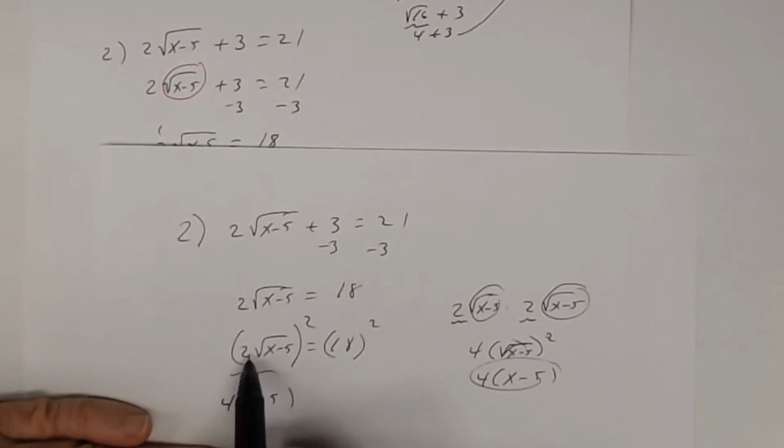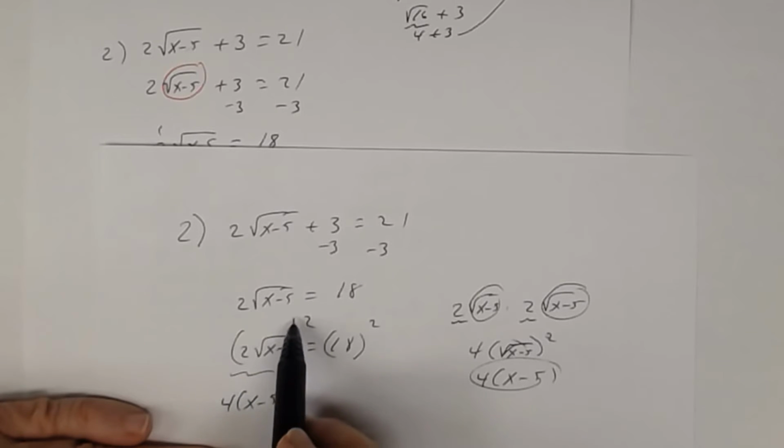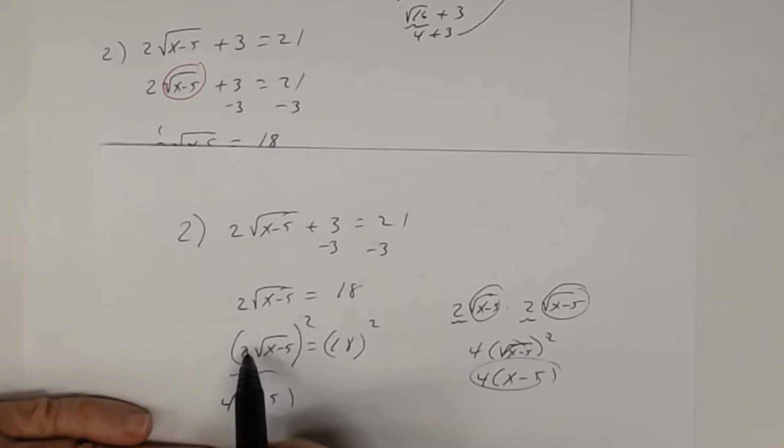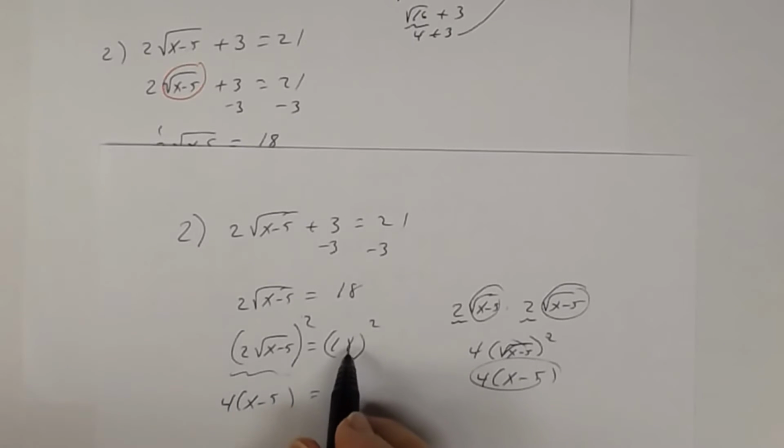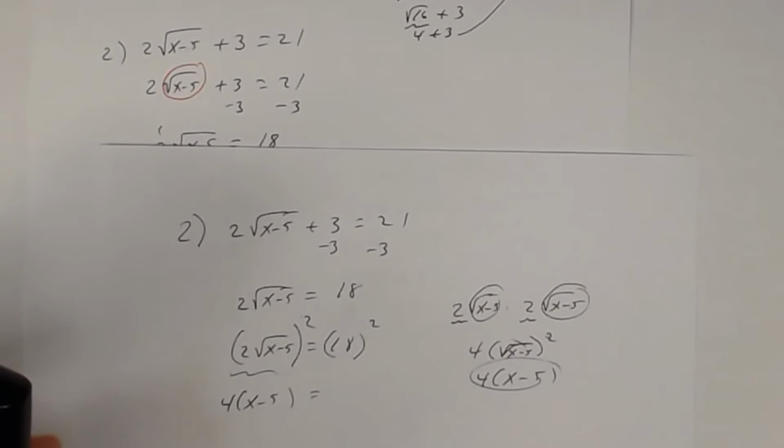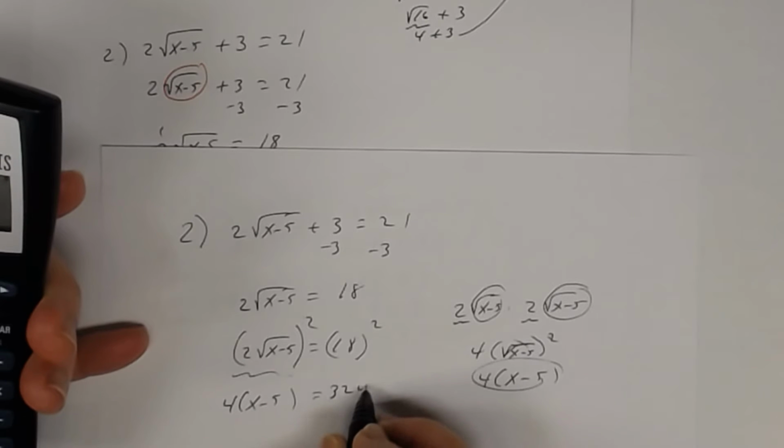And you can even look at this and see it makes sense. 2 to the second power. So you have a product here. 2. So here's a factor and here's another factor. So each one of those is being raised to the second power. 2 squared is 4. The square root of x minus 5 squared is x minus 5. But that is being multiplied by 4. And over here you get 18 squared, and using your calculator, 18 times itself is 324.